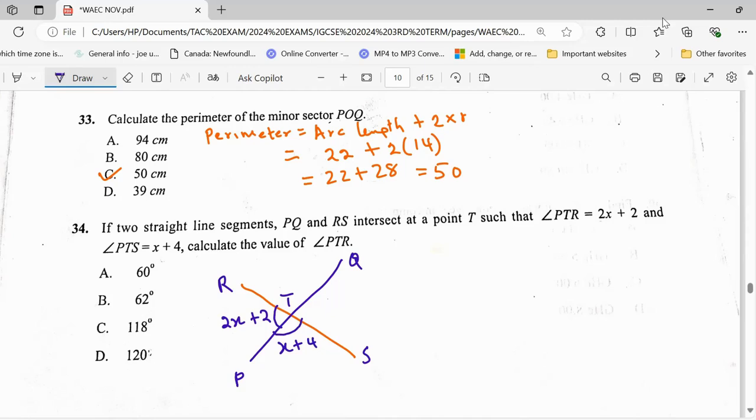So the sum of the 2 angles will give us 180. That is a theorem that says the sum of angles on a straight line will add up to 180 degrees. So here we have 2x plus 2 plus x plus 4 equals 180 degrees. All right, so we add up: we have 2x plus x, that's 3x plus 6 equals 180.